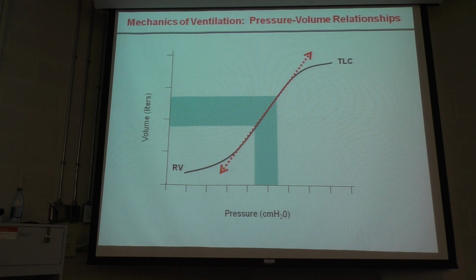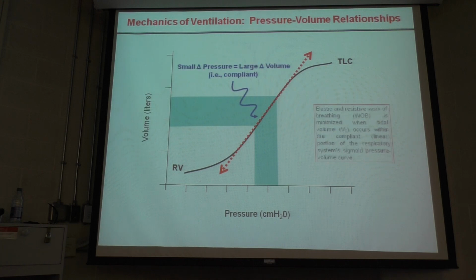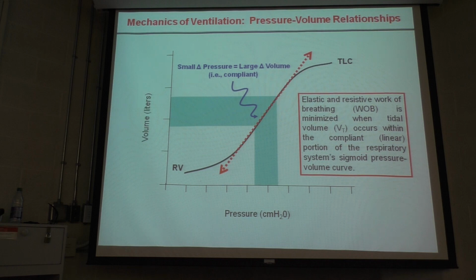So here you generate big volumes for relatively small changes in pressure, and this is where both the resistive and the elastic work of breathing are minimized. Because it's high resistive work of breathing down here and it's high elastic work of breathing here. So by breathing along the linear portion of the pressure volume curve, we minimize both inspiratory elastic work of breathing as well as the resistive work of breathing. Okay? So that's basically a summary. So ideally we would like to breathe on this linear portion of the pressure volume curve.